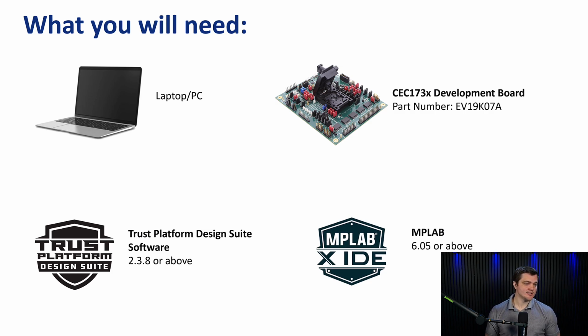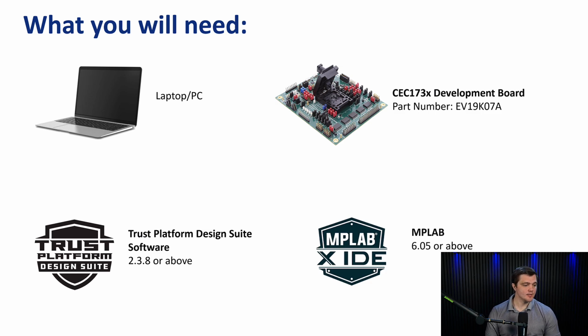Now, the first thing you'll need is a laptop or a PC that's running either Windows or a Linux operating system. Next, you'll need the CEC1736 development board. This comes fitted with a socket that allows you to swap out the CEC1736 chip. This is important because it has a one-time programmable block on it, and several of the fields in Attestation utilize this OTP block. So if you burn it and need to try different configurations, you can simply swap out the part.